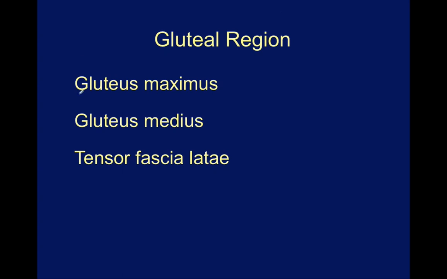In particular, we have the gluteus maximus, the gluteus medius, and the tensor fasciae latae. The gluteus maximus and the gluteus medius muscles are named both based on their size and on their location. I'm sure you can see how gluteus refers to the gluteal region. However, maximus and medius are going to indicate the size of each of these muscles.